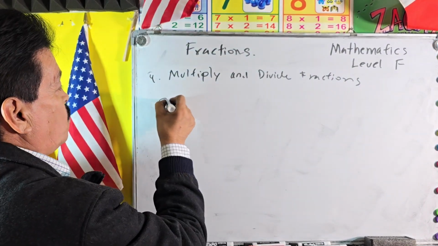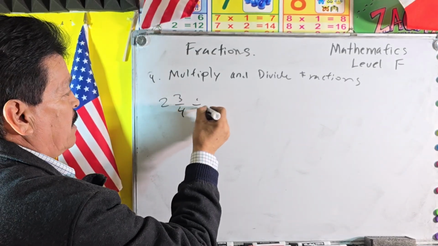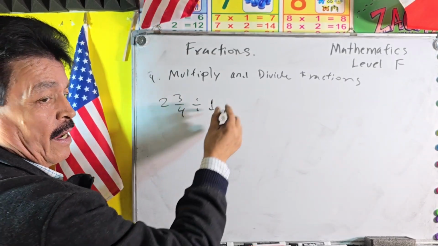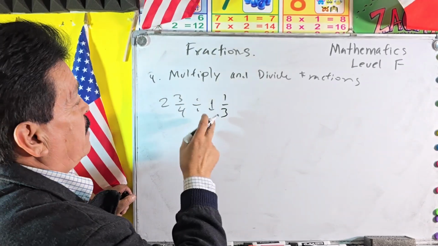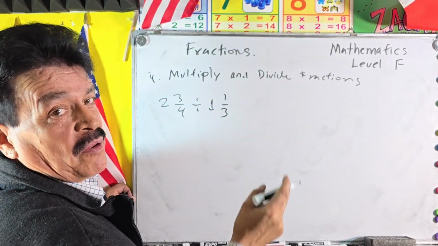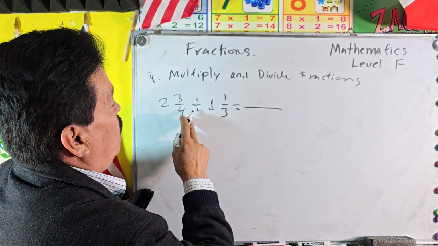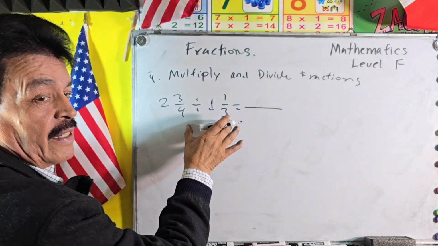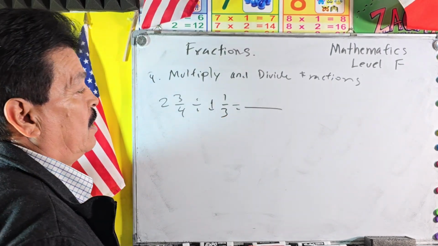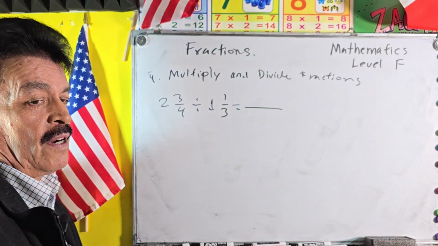For instance, we have 2 3/4 divided by 1 1/3. Okay, we have to change to improper fractions. Remember, we have to write 4. The minimum common denominator here is 12. Is 4.